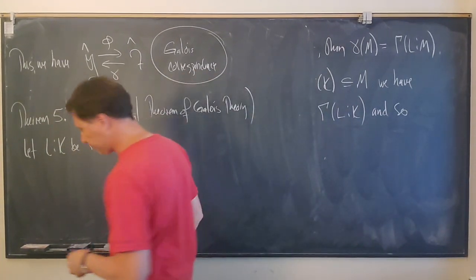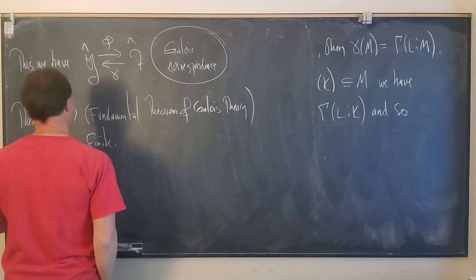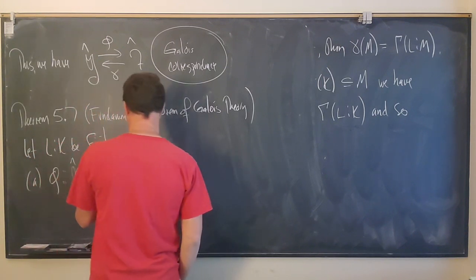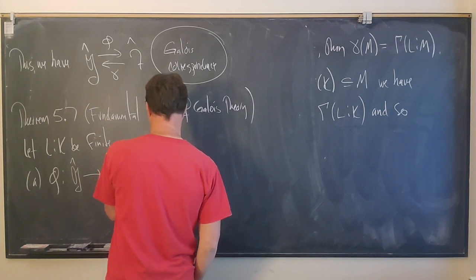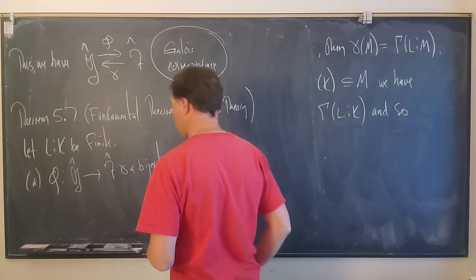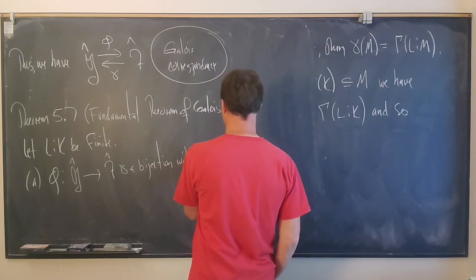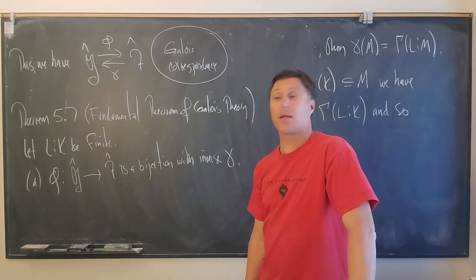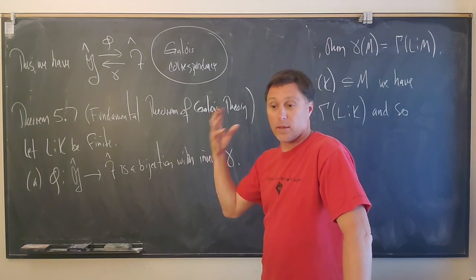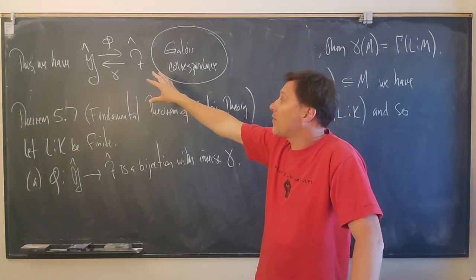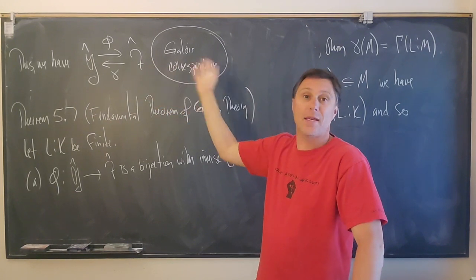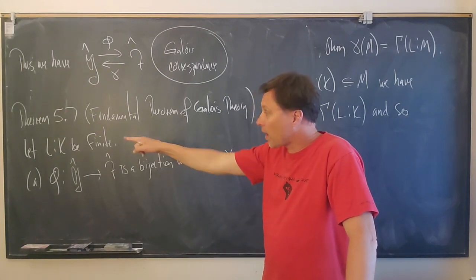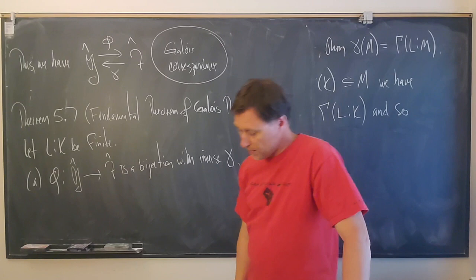And then three parts. Part A: phi from script G hat to script F hat is a bijection with inverse Gamma, right? Remember I asked to what extent are Gamma and phi inverses. Well, what did we need? We needed to modify our definitions, the domains of the two functions and the corresponding codomains. And then all we require is that L over K is finite. So there's part A.